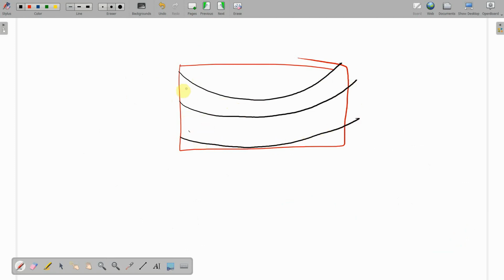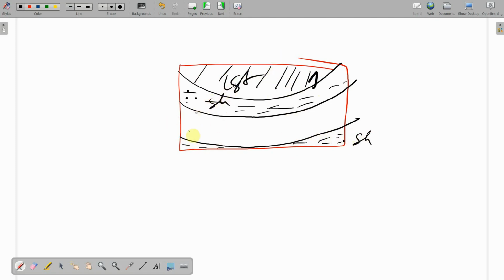I'm drawing only two. So consider this layer is the shell layer, okay, and this layer is the impermeable layer. This is the cap, okay, and this could be a different layer. Let's say it's a limestone, okay, and the layer below this is also a shell layer, okay. So this is shell, and in between two shell layers you have the permeable layer.